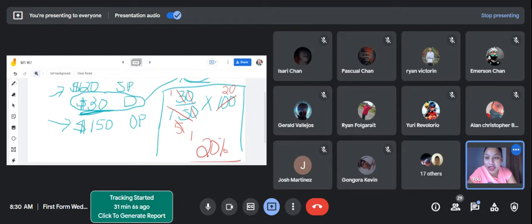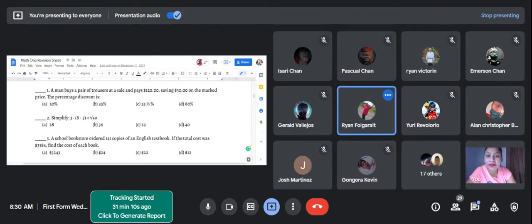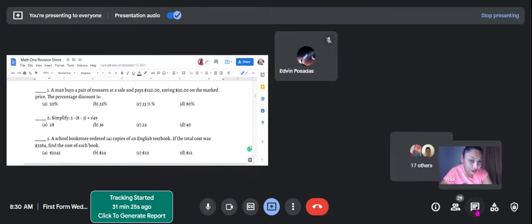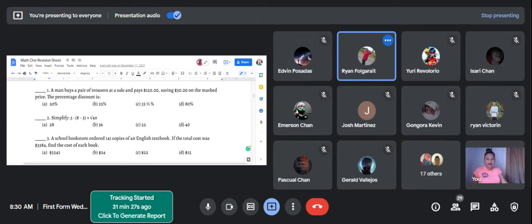So now if we go to our question, what is going to be the answer for number 1? Letter A. Very good. Everybody understood that question? Yes, miss. Okay.